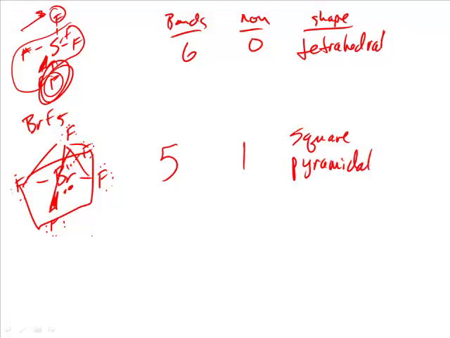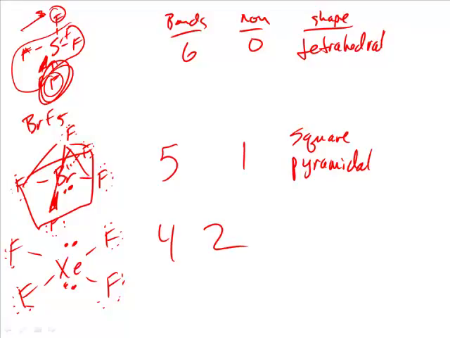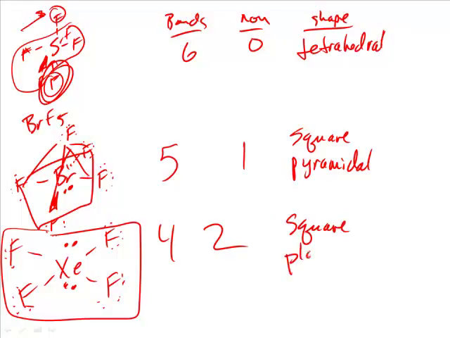And then our last one, when you have 4 bonds and you've got 2 non-bonding pairs, you've got 4 and 2. You've still got your square, but now I've taken the top off. So it's a square and it's flat, so it is called square planar.